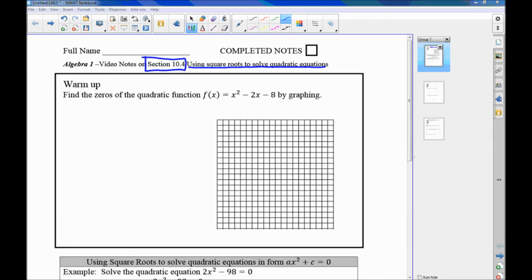Today we're covering section 10.4, using square roots to solve quadratic equations. So our warm-up says find the zeros of the quadratic function f of x equals x squared minus 2x minus 8 by graphing. All right, so first off, we're going to find the axis of symmetry.